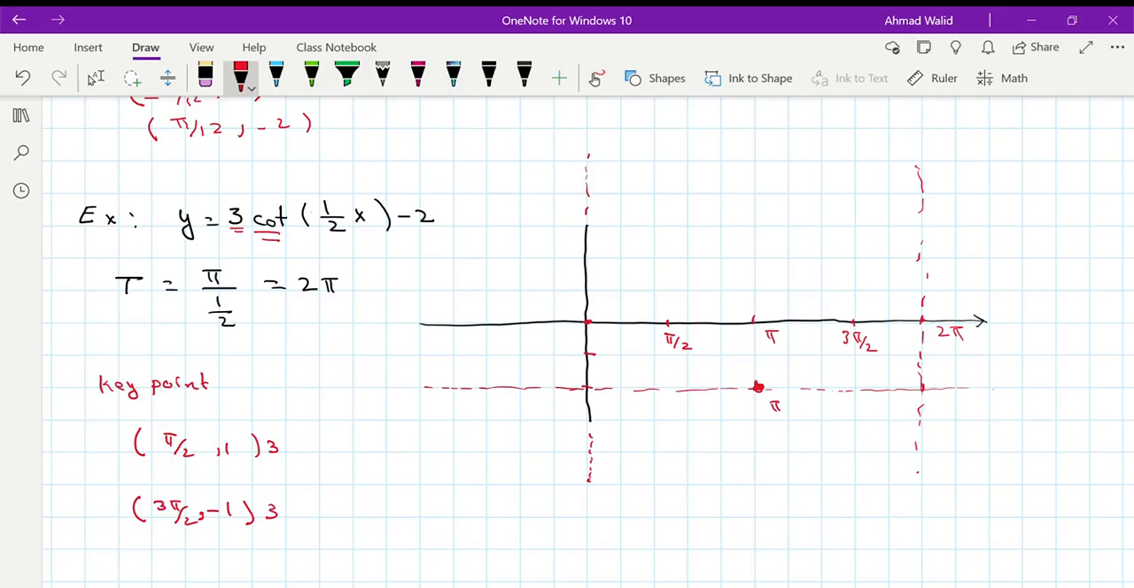When it's pi over 2, you have to count it from here: 1, 2, 3, somewhere here. Then 3 pi over 2 and negative 3 from here: 1, 2, 3. This part. And easily you can connect these points with a nice smooth curve, which I cannot draw with this pen, unfortunately. That will be the graph of y equals 3 cotangent of 1/2 x minus 2. Correct? One more example.